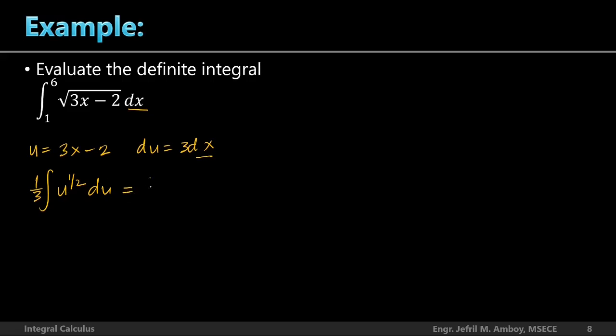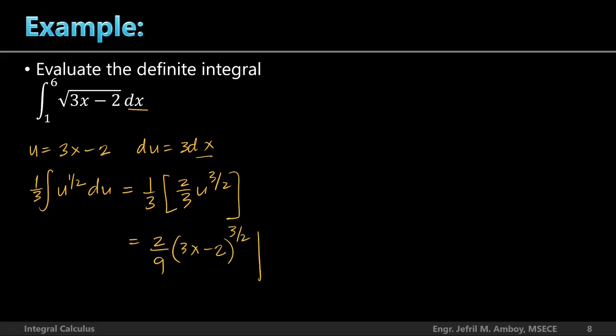Okay? Let's integrate. This will become 1/3 times, pag in-integrate natin yung u to the 1/2, di ba magiging u to the 3/2 yan. So, 2/3 u raised to 3/2. Ibalik natin sa original variable na x. So, ito ay magiging 2/9 times, ano yung u? Yung u na ginamit natin is 3x minus 2. Ayan, 3x minus 2. And then raised to 3/2. Ayan. At ito ngayon, ang i-evaluate natin from 1 to 6. Kasi x na ulit yung variable. Pwede na tayong mag-evaluate, di ba?